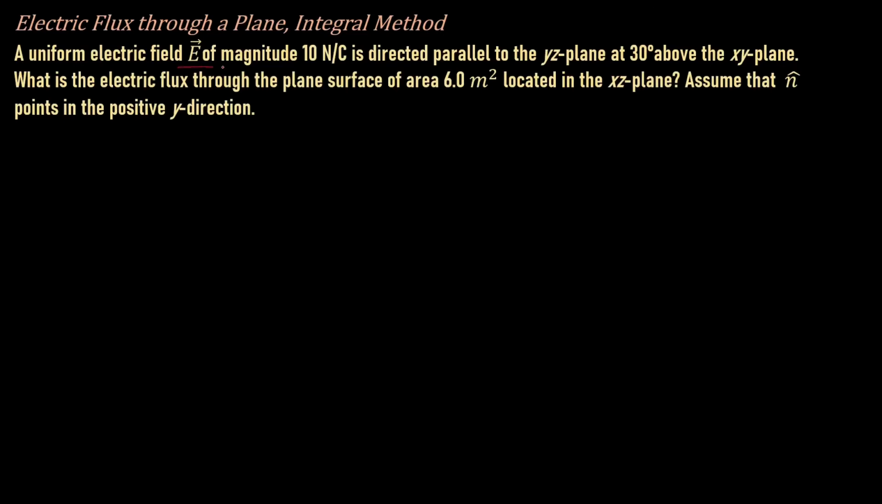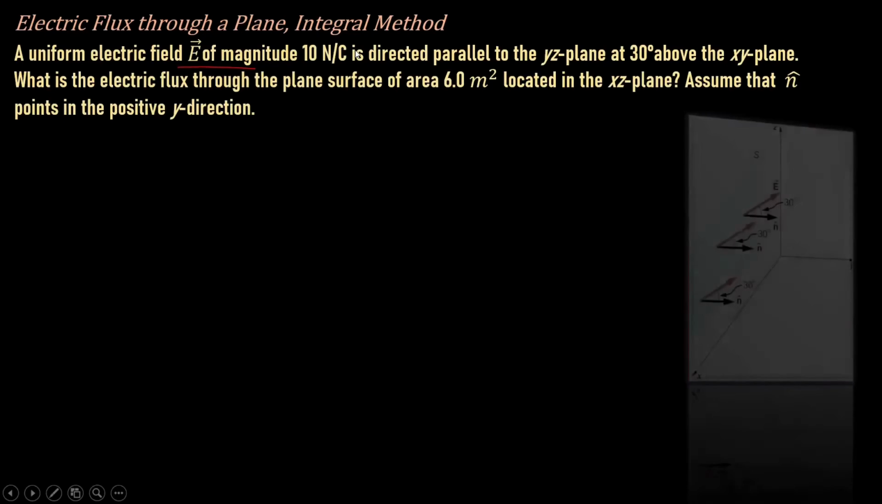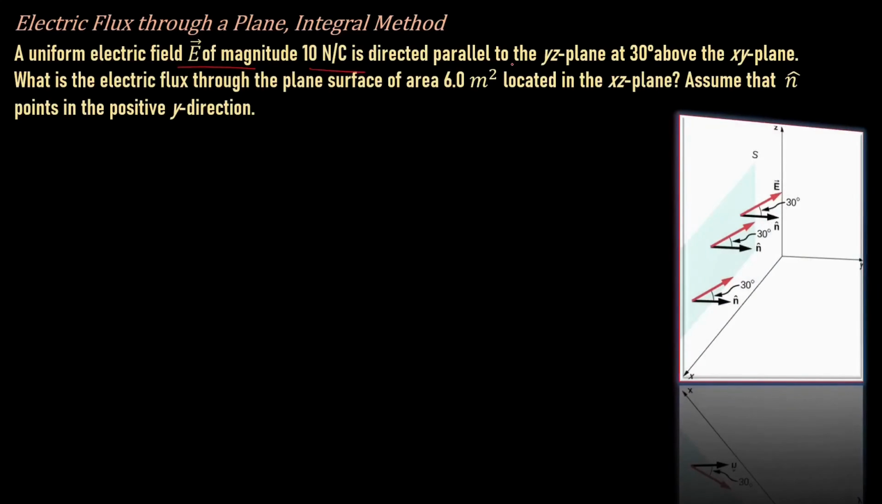Here in this question we have a uniform electric field of magnitude 10 Newton per Coulomb directed along the YZ plane. So here the direction is already fixed. This time not a particular axis, but the electric field is pointing in the YZ plane, at 30 degrees above the XY plane. So it is making an angle of 30 degrees. Now the plane is lying in the ZX plane.